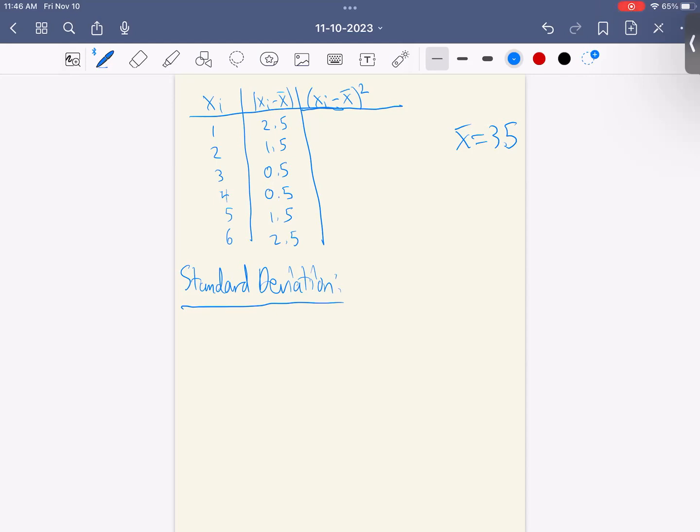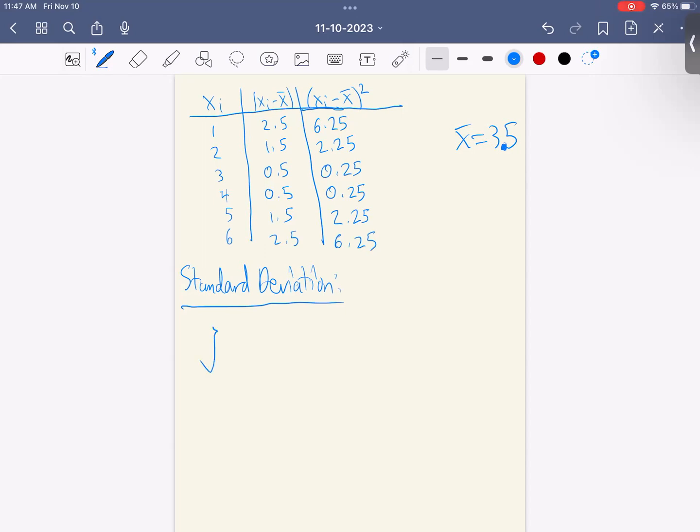So that we can answer the question about the standard deviation, what are we going to get for the squares of everything in this second column? 6.25, 2.25, 0.25, 0.25, 2.25, and 6.25.